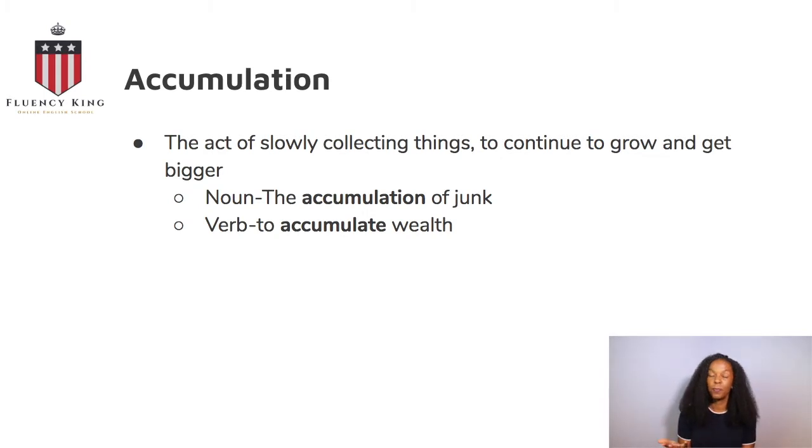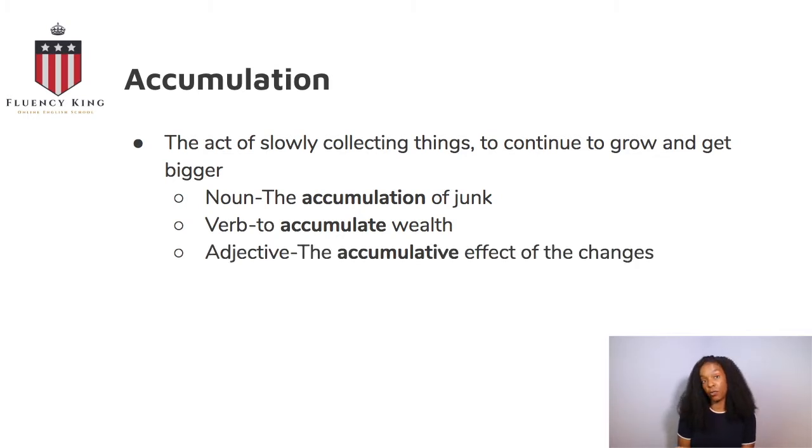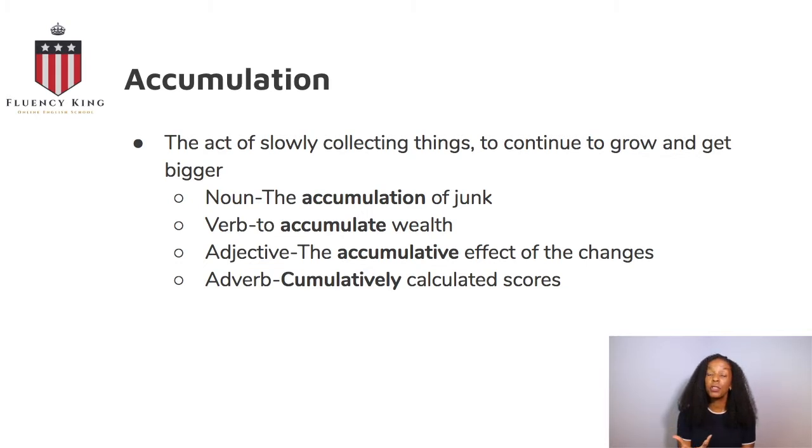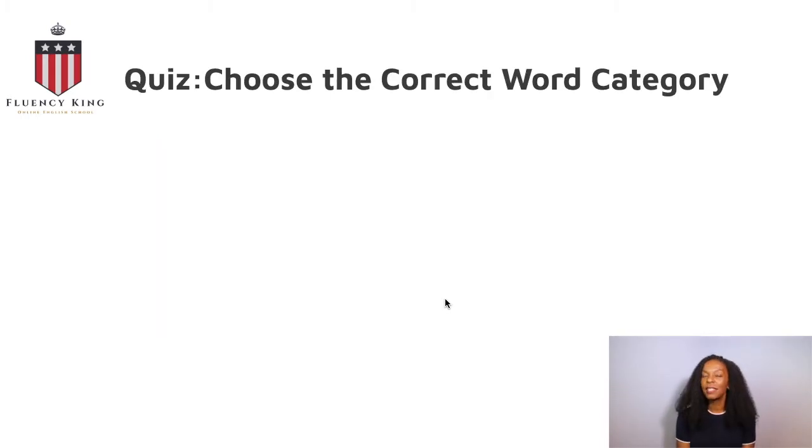The verb form is to accumulate wealth. An example of the adjective form: the accumulative effect of the changes. And the adverb form changes a little bit. In order to pronounce it easier, they drop the "ac" and they just use "cumulatively." So, cumulatively calculated scores. So now let's use this word in the same exercise and see how we do.